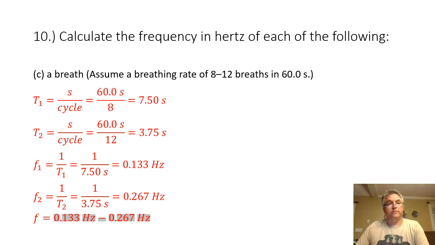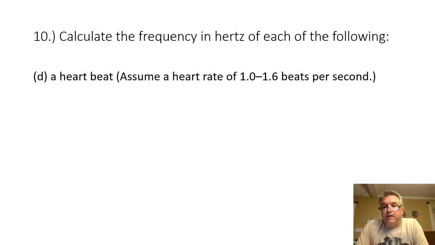0.267 hertz. And the last part of problem 10 asks us to find the frequency of a heartbeat, assuming a heart rate of 1.0 to 1.6 beats per second. So we're going to skip finding the periods here and just go right into finding the frequencies, because I know the frequency is the number of cycles per second. So where we calculated the period, we needed our time value in the numerator. To find the frequency, we need our time value in the denominator.